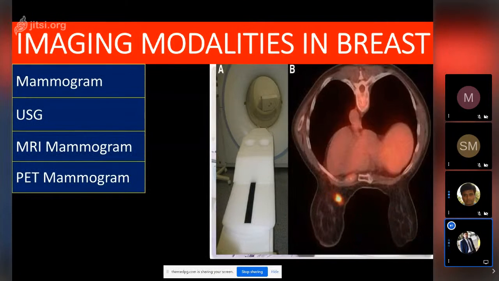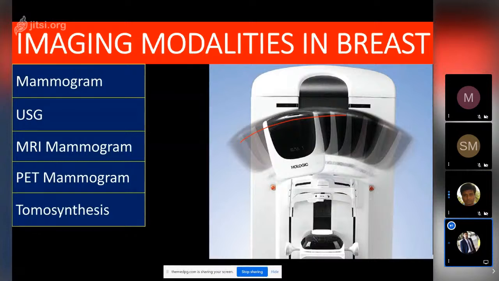And there is also something called tomosynthesis. Tomosynthesis is nothing but the X-ray tube moving from one end to the other end, and the X-ray beam coming from multiple directions, forming an image, and this will give us multiple slices of the image.